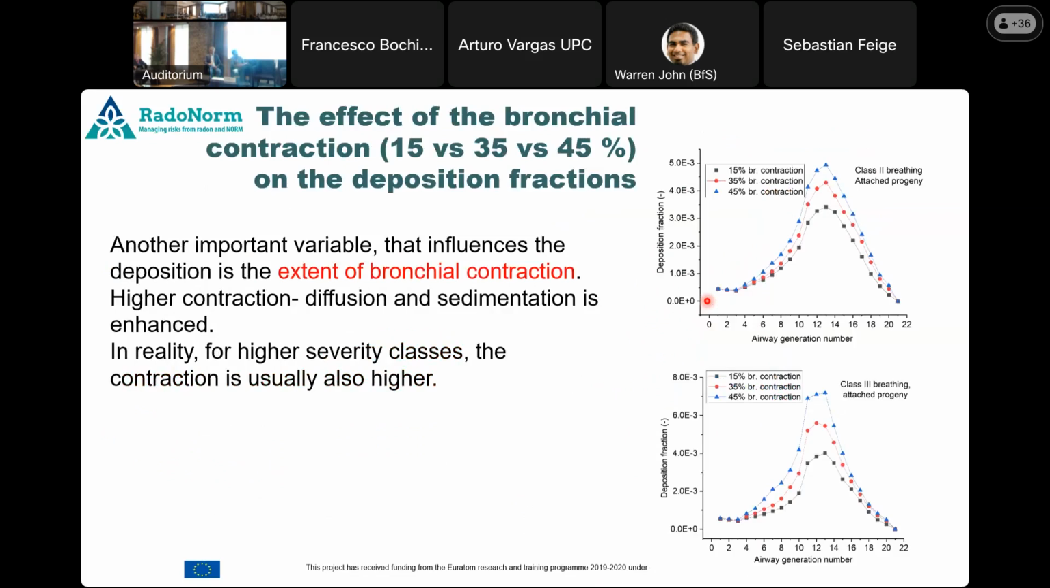And here, for now, I only changed the breathing pattern. The contraction was the same. Here, I also changed the contraction, because if you get sicker, you get bigger contraction. And as you see, as a synergistic effect with the breathing pattern, for higher contraction, the deposition is higher. So it's another factor that enhances the deposition very much for COPD. Because of the contraction, the distance is small, so sedimentation and diffusion are enhanced.